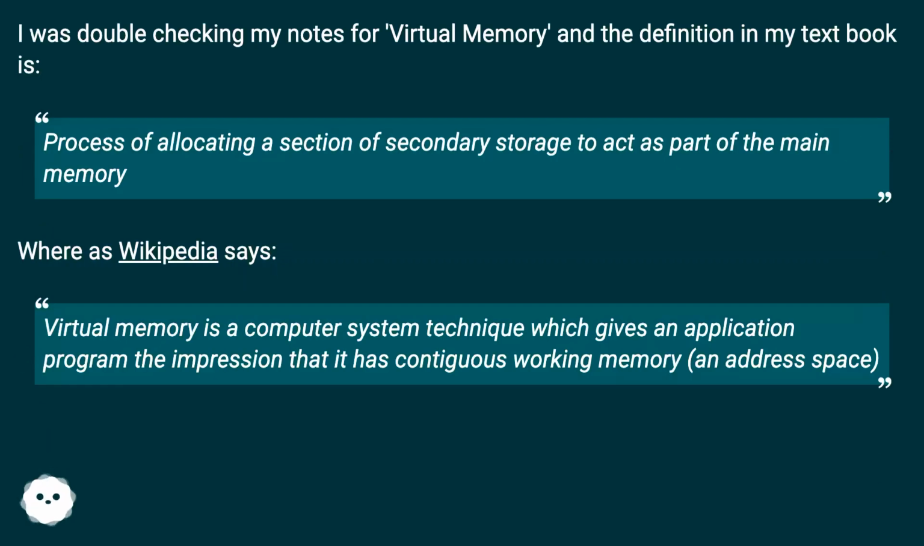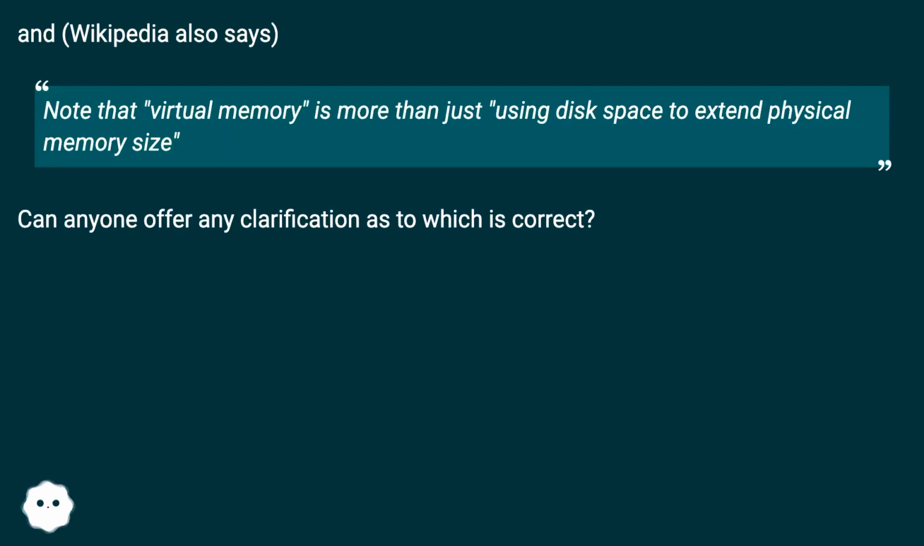I was double-checking my notes for virtual memory, and the definition in my textbook is "process of allocating a section of secondary storage to act as part of the main memory." Whereas Wikipedia says virtual memory is a computer system technique which gives an application program the impression that it has contiguous working memory, an address space. And Wikipedia also says, note that virtual memory is more than just using disk space to extend physical memory size. Can anyone offer any clarification as to which is correct?